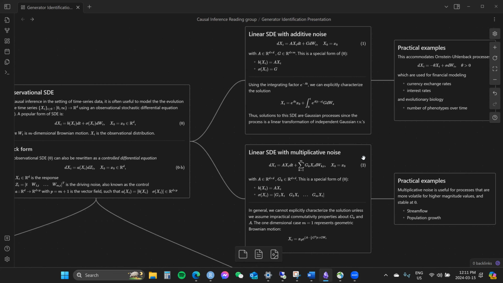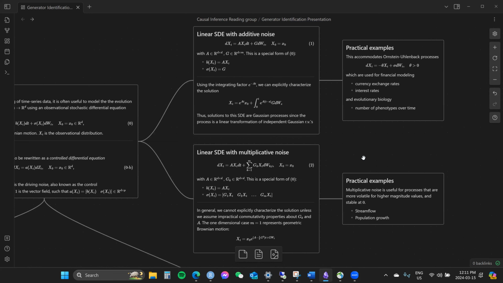Okay, so in this paper, they have two models, one with additive noise and one with multiplicative noise. So the additive noise one is up above here. And in this case, you can have a nice explicit solution using an integrating factor, where the solution is given by Xt equals e to the At X naught plus the integral of e to the A(t minus s) G dWs. So this W is the Brownian motion, and G is some matrix, and A is also a matrix.